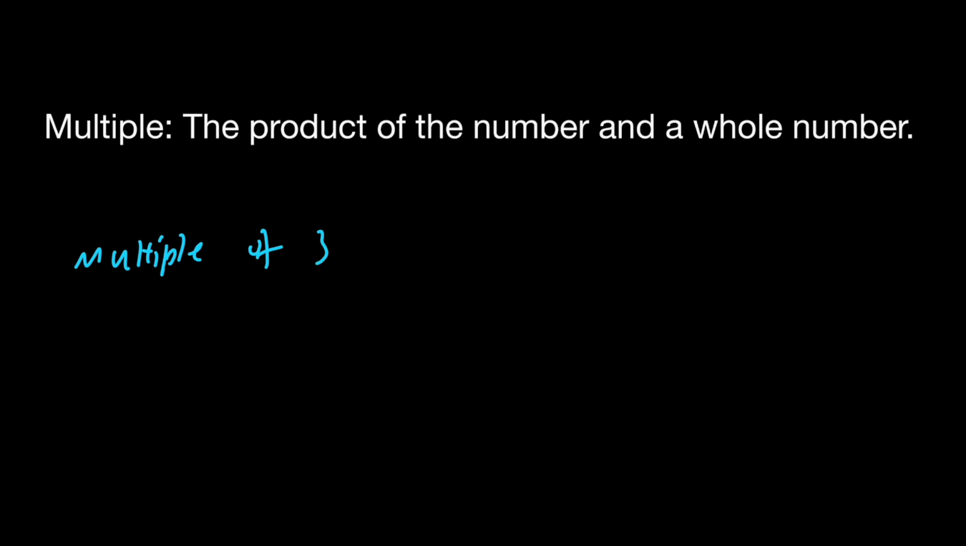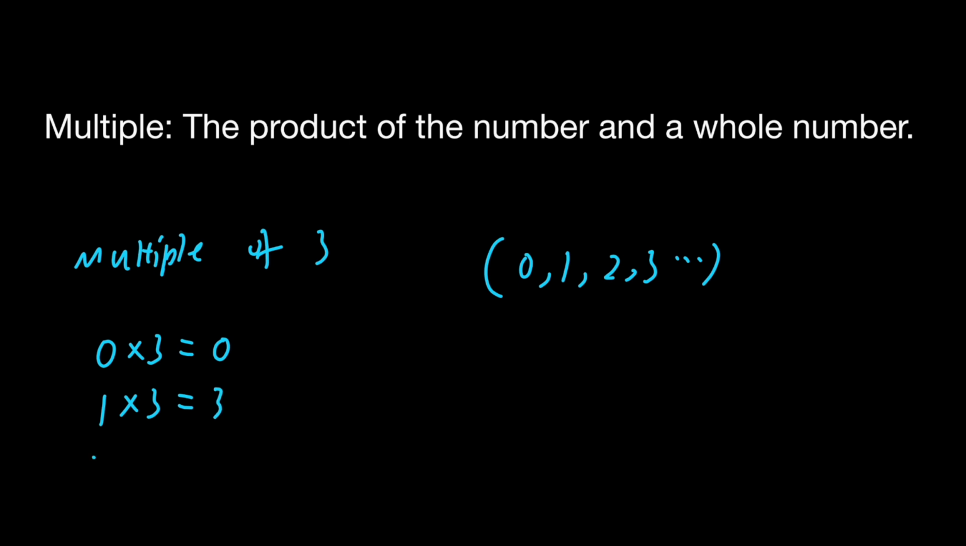So we start by listing out some whole numbers, starting from 0, 1, 2, 3, and so on. And I use these whole numbers, let's say 0 times 3. The result is a multiple of 3. And then 1 times 3 gives you 3. 2 times 3 gives you 6. Or 3 times 3 gives you 9. So these are the multiples of 3.